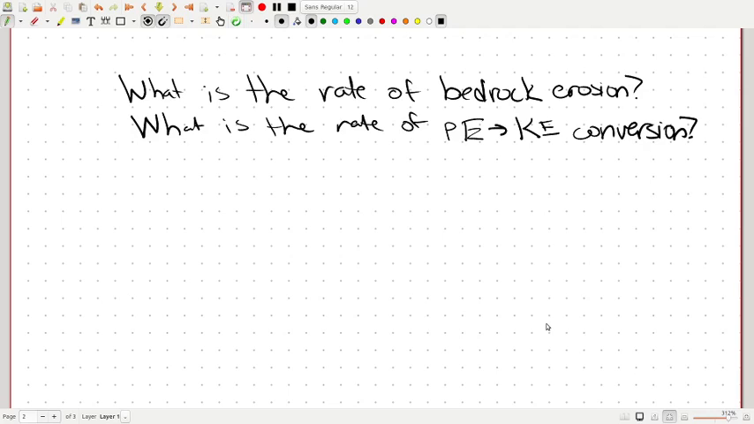In the first presentation on stream power and bedrock erosion, I left off with these exact two questions. So first, what is the rate of bedrock erosion? That's ultimately what we want to answer. The related question then is, what is the rate of potential energy to kinetic energy conversion?